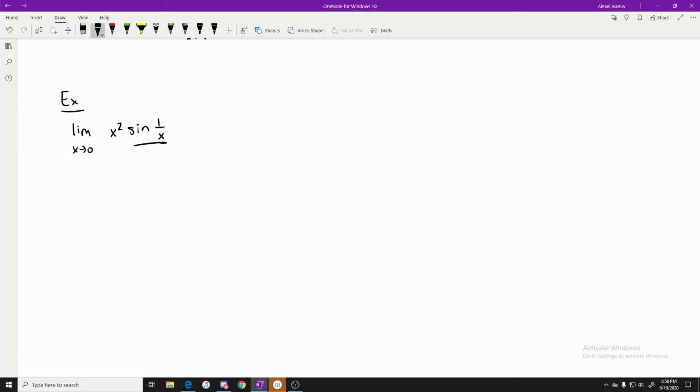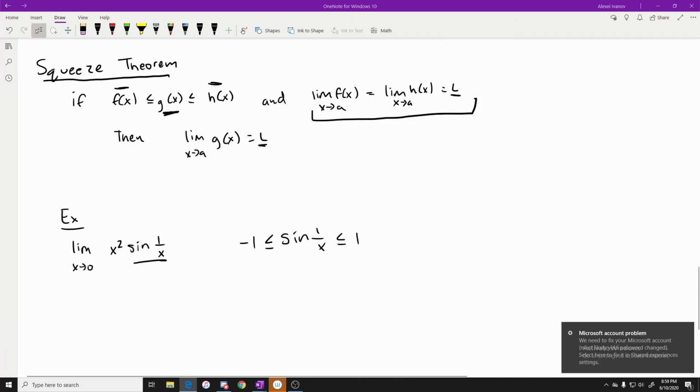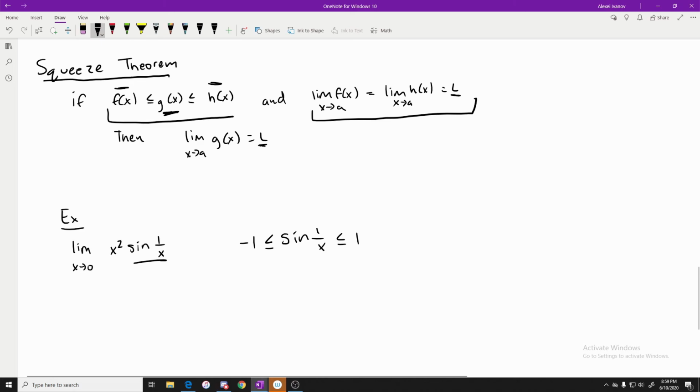So the way the squeeze theorem goes is we take this trigonometric function, and we know that the sine function always lies in between two values. We know that the sine of 1 over x always lies in between these two extrema, which are -1 and 1. And now if we notice, we're starting to get this format right here.